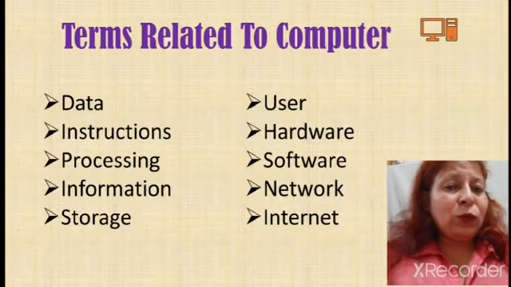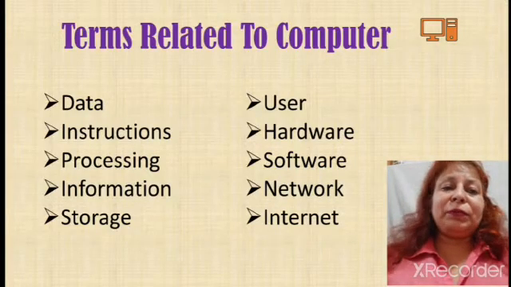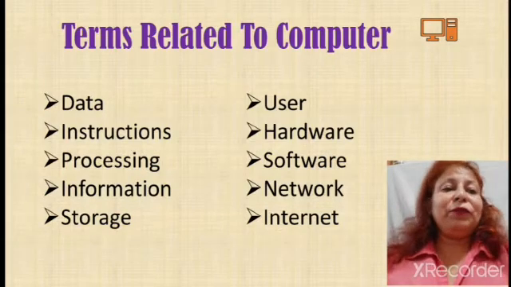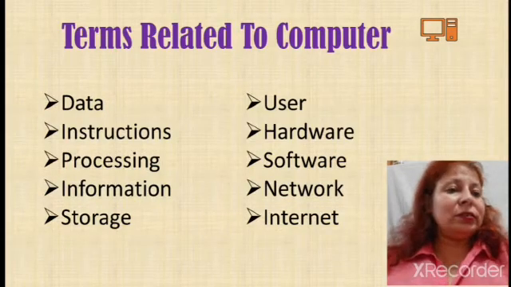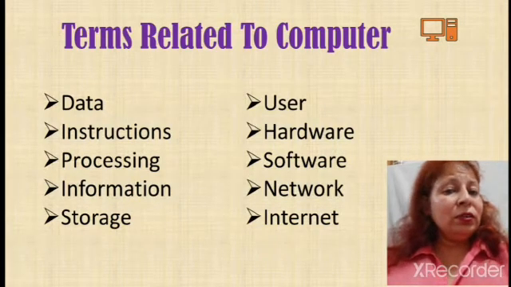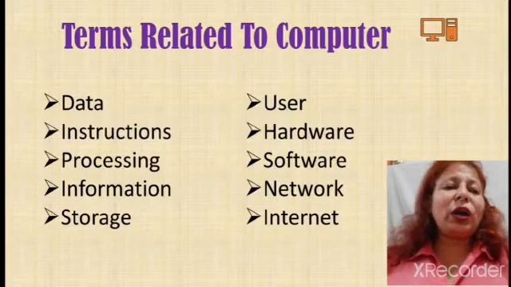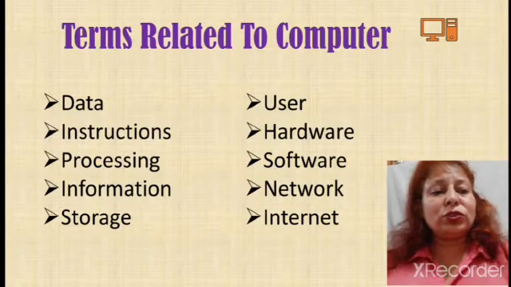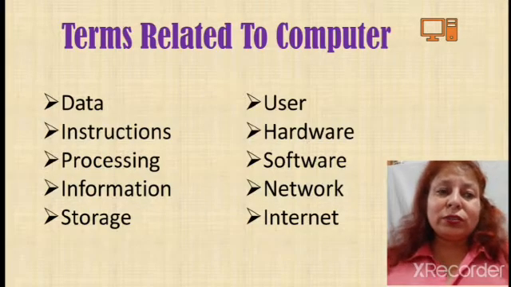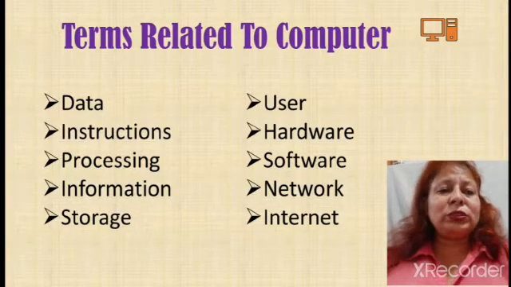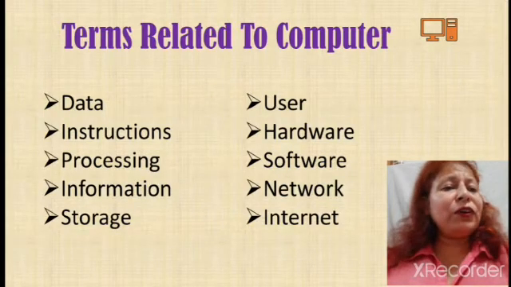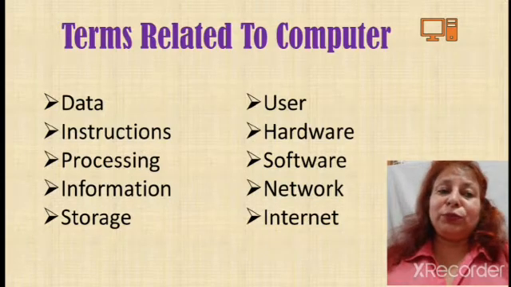Now processing, what is processing? When the system calculates the value for 2 plus 2, that is processing. And what is information? It's the result. The result is the information. Storage, where we store our work, our data, our instructions, is known as the storage of the computer. User, the person who uses the system, is known as the user. Hardware are the physical components of the computer.